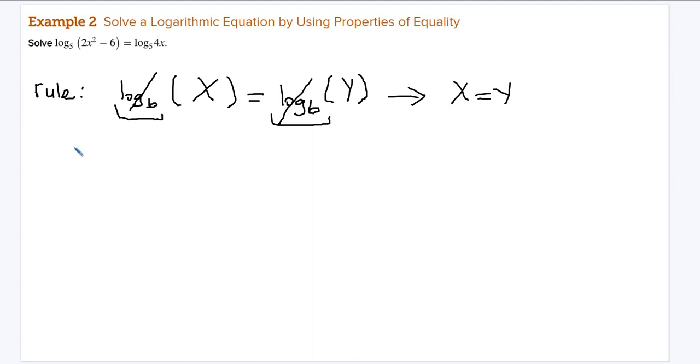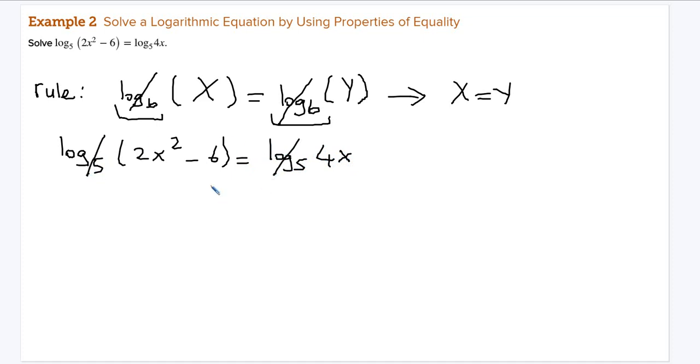So in this question, let me write it again. Log base 5 of 2x squared minus 6 is equal to log base 5 of 4x. So as we said, they share the same base. That means you can directly eliminate them and focus on this one. The 2x squared minus 6 is equal to 4x. That's what we will solve.